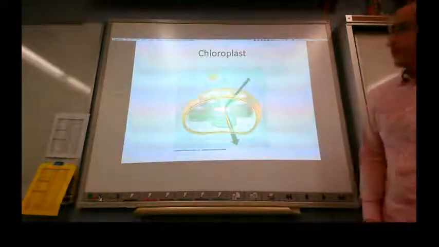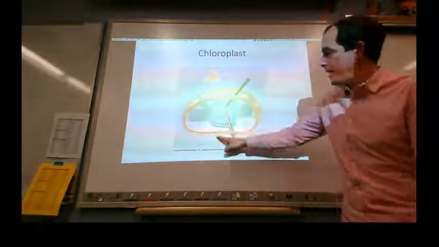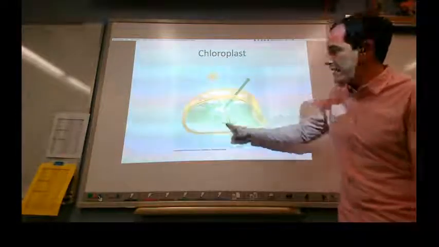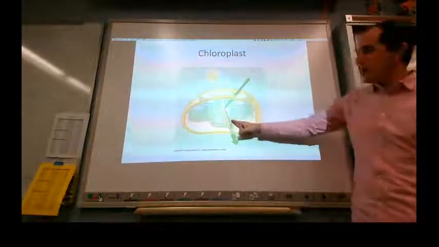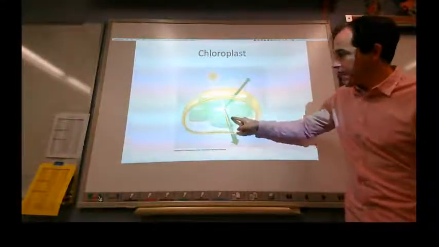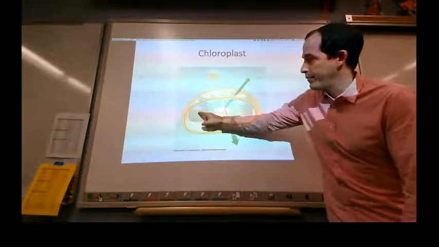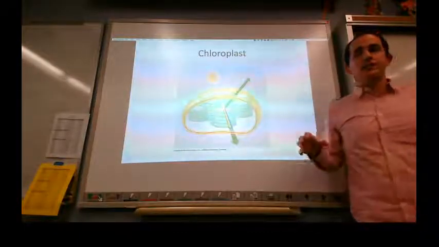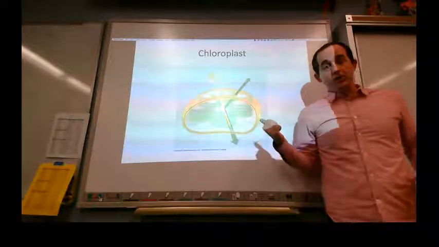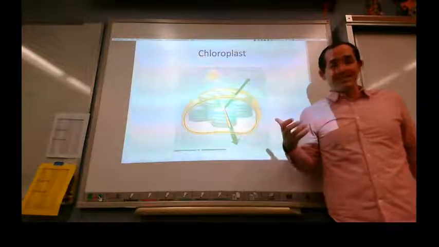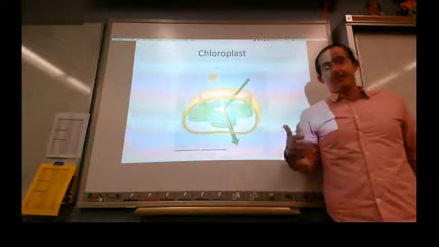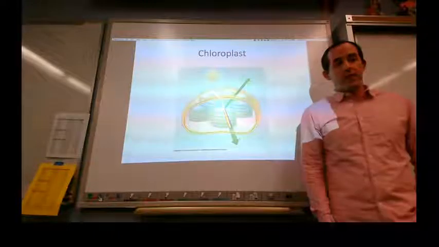Okay, so here's just another picture of it. We have our outer membrane, and then on the inside we have all of these structures that are all surrounded by inner membrane. Tons of membrane. And these are phospholipid bilayers. So tons of phospholipid bilayers to allow for chemical reactions.